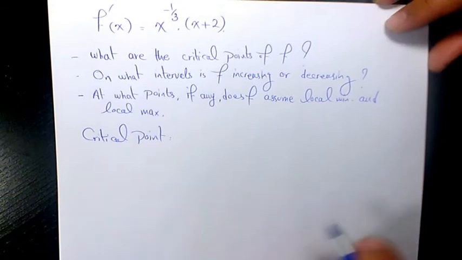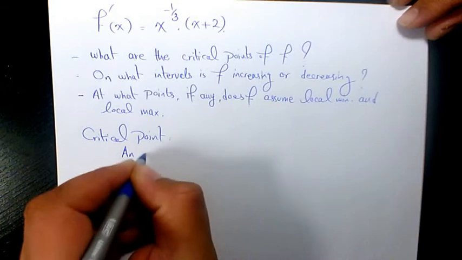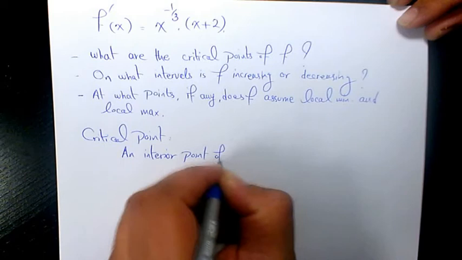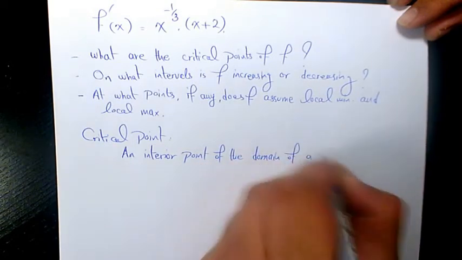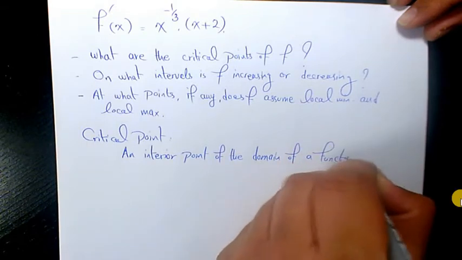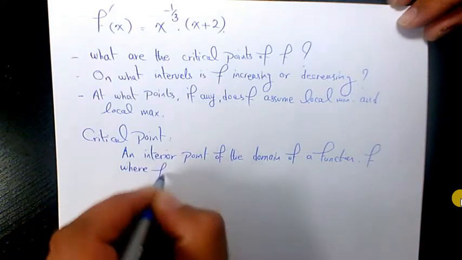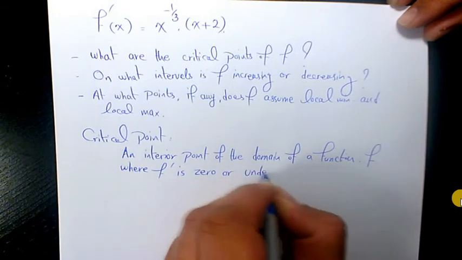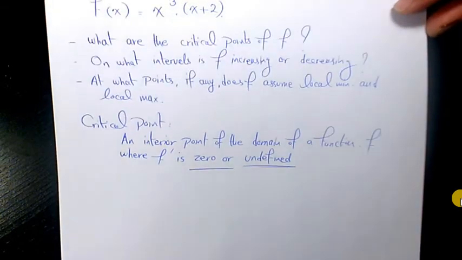Critical points by definition is an interior point of the domain of a function f where f prime is 0 or undefined. This is called critical point, 0 or undefined f prime.